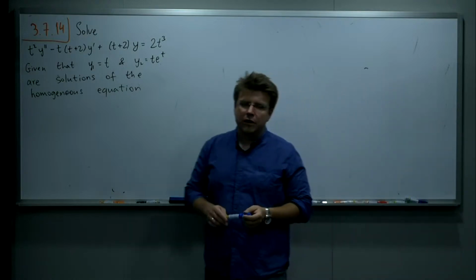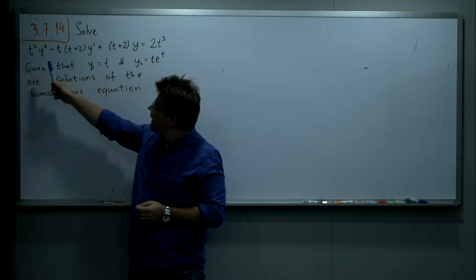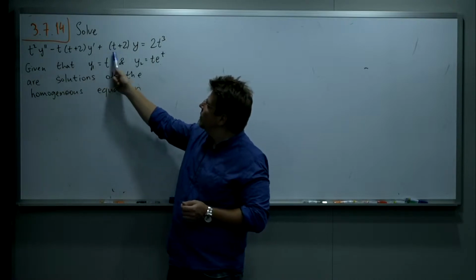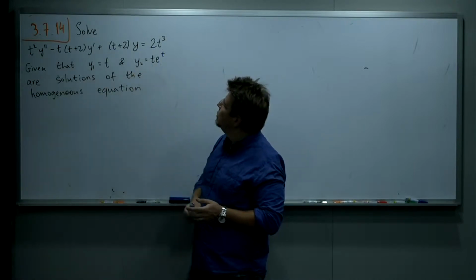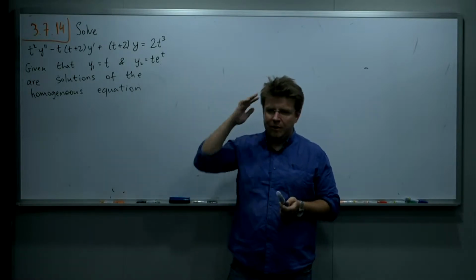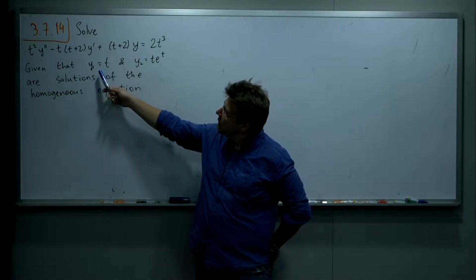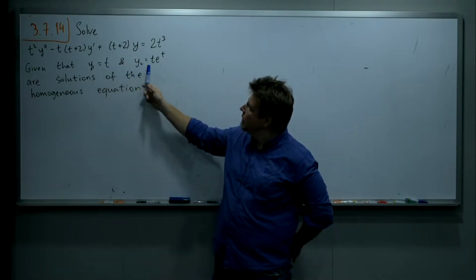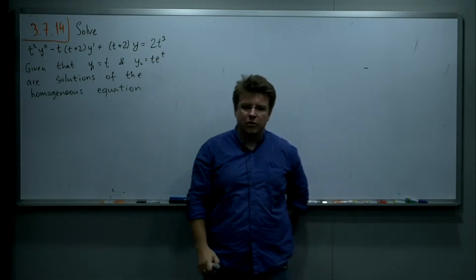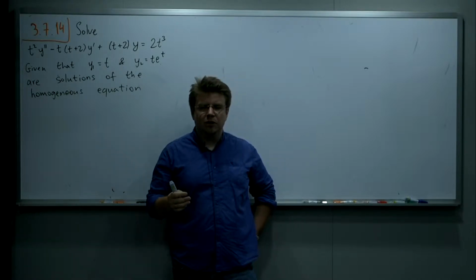Right, here is one more example on variation of parameters. It looks very, very complicated and scary. t squared y double prime minus t times (t plus 2) y prime plus (t plus 2) times y equals 2t cubed. Well, but it is actually a bit easier than the first example, because notice that here we are given that y1 equals t and y2 equals t times e to the t are solutions of the corresponding homogeneous equation. Which means that we do not have to solve the corresponding homogeneous equation.